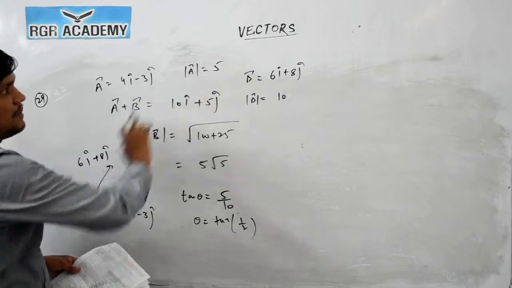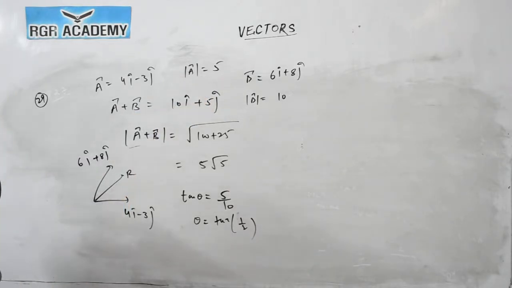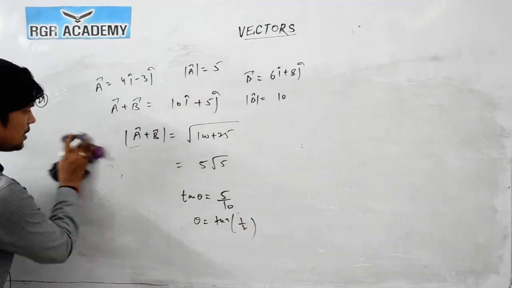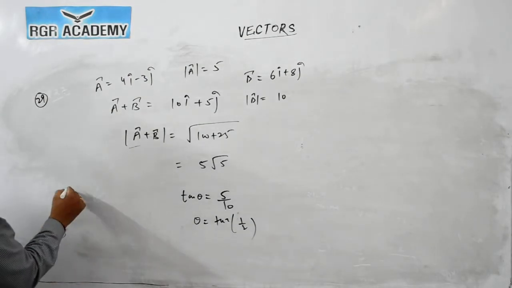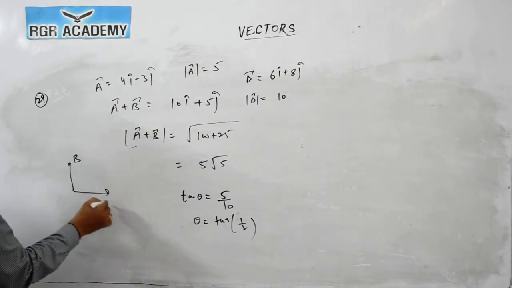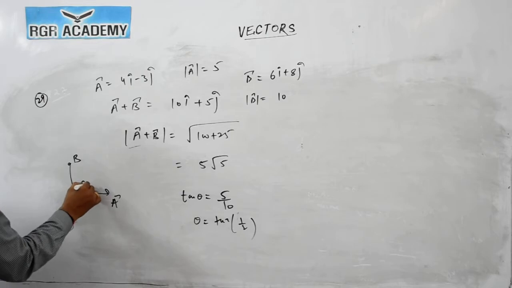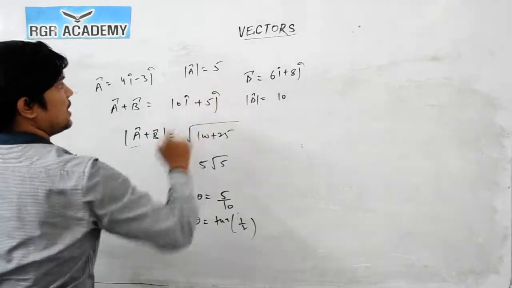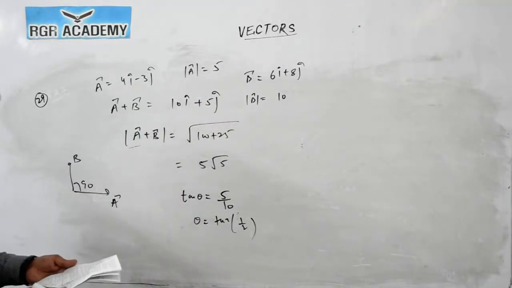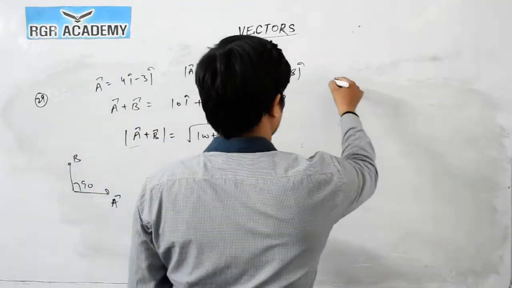both the vectors are perpendicular to each other. Actually a and b are perpendicular to each other because the dot product is 0. So if you consider this is the a vector, this will be the b vector, the angle is 90 degrees. If you take the dot product, you will get 0. Okay, so by this method we can get the answer. Now question number 30.